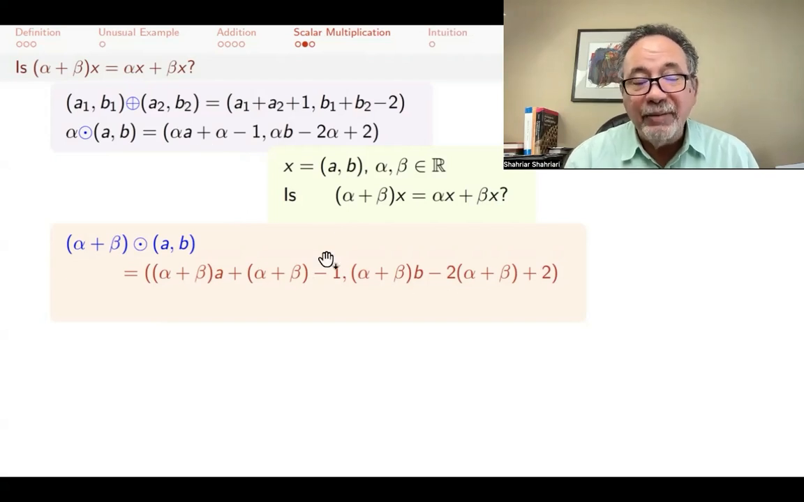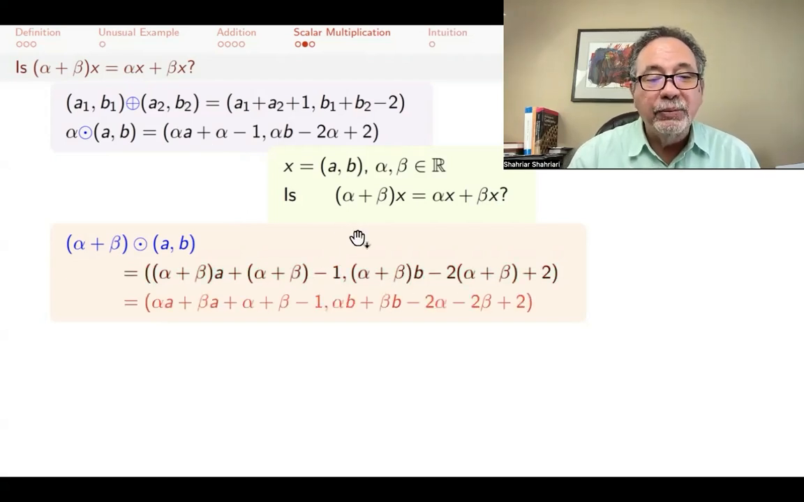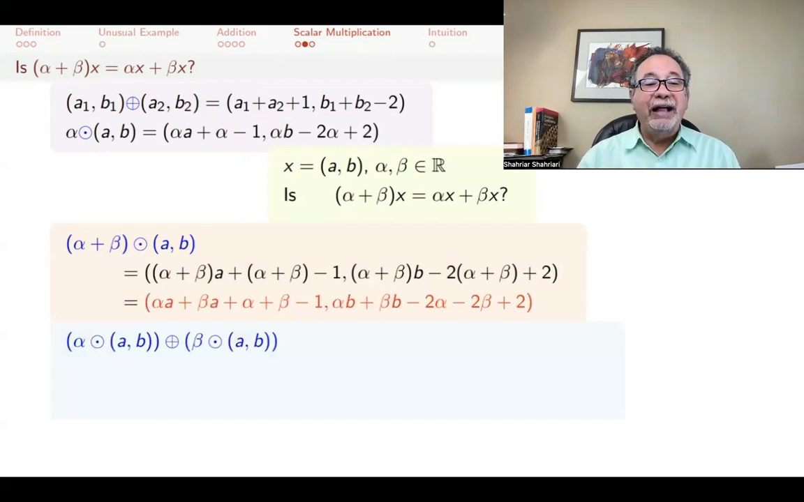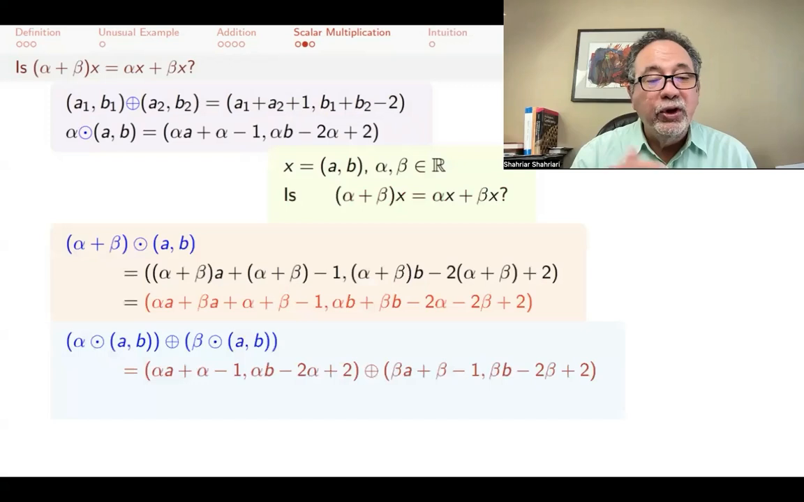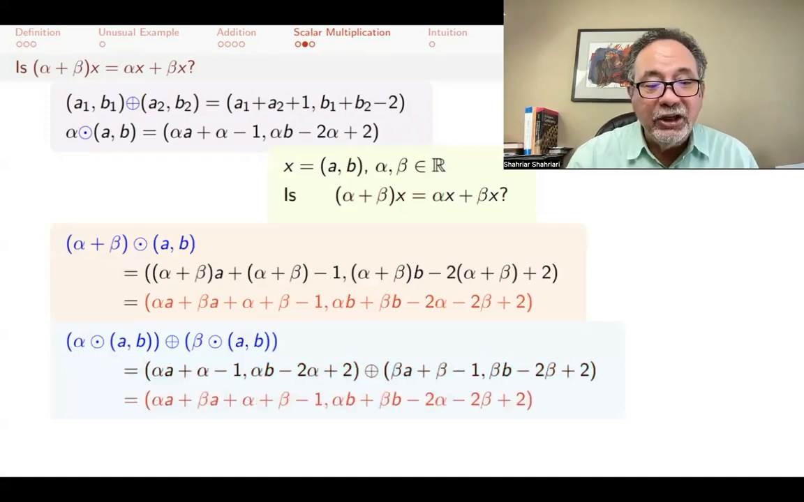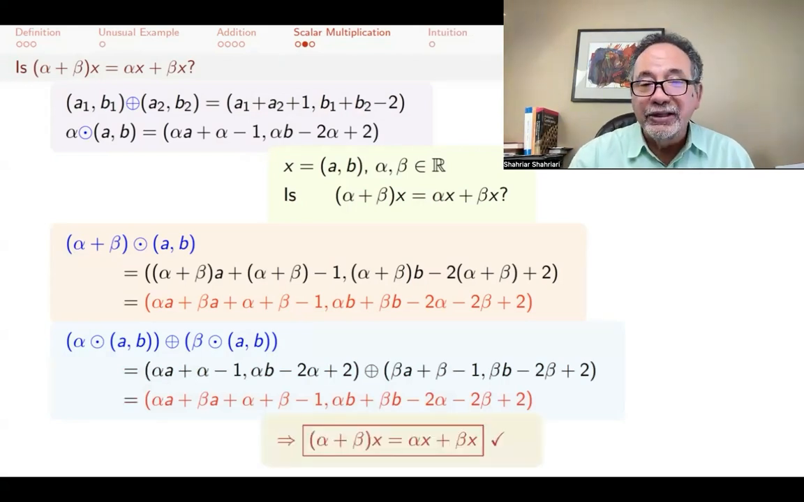And then I do the same thing for the second one. And I multiply those out. If I do the other one, alpha times AB, and then beta times AB, and then add them, first I have to multiply by scalars, then I use my addition rule, and I will get the same thing. You have to simplify things a little bit to see that you get the same thing. Now I know that this rule is checked.